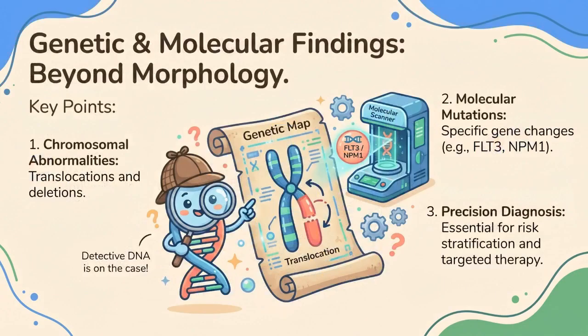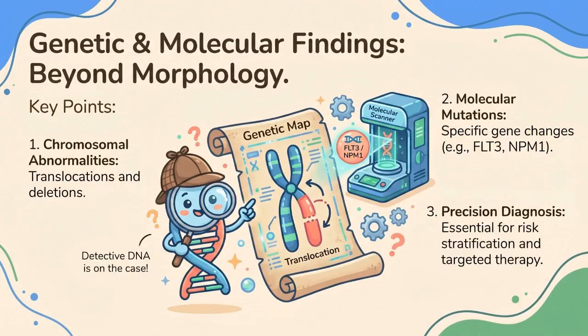Beyond morphology and immunophenotyping, genetic and molecular findings have revolutionized our understanding and classification of acute leukemias. These advanced techniques allow us to detect specific chromosomal abnormalities, gene mutations, and fusion genes that are characteristic of different leukemia subtypes. For instance, the Philadelphia chromosome, or BCR-ABL1 fusion gene, is a classic example in ALL, while various translocations are seen in AML.